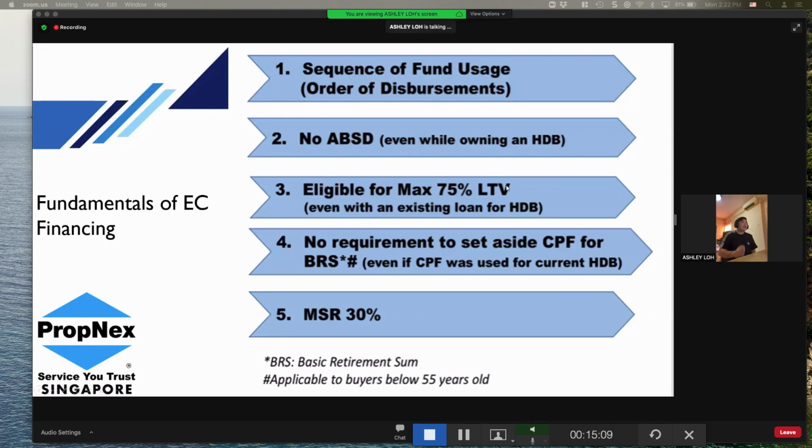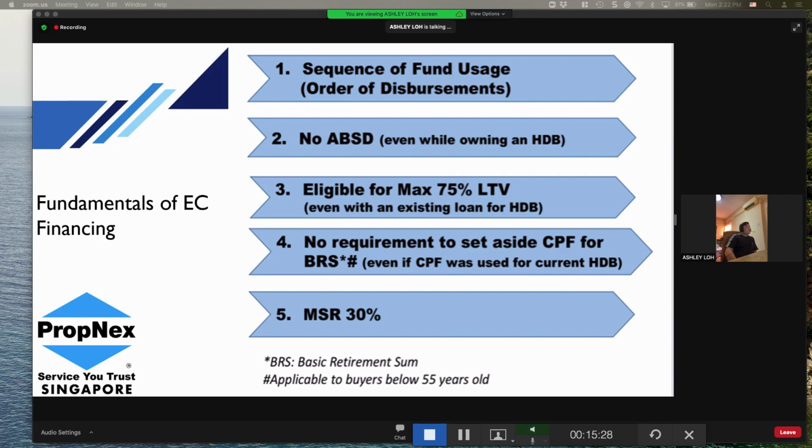And point number 4: no requirement to set aside CPF for BRS, your basic retirement sum, even if CPF was used for your current HDB. One of the CPF rulings is that if you touch CPF for your first property, there is a limitation on using CPF for your second property.